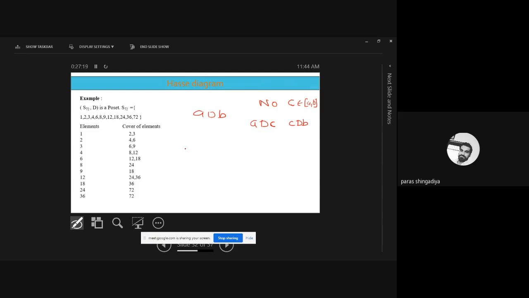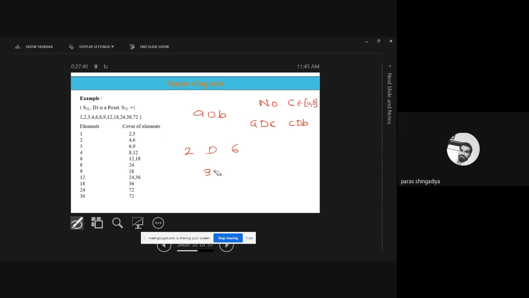After 4, 6 is next. In 2 and 6, so 2 divides 6, that is true. First condition is valid. And in between 2 and 6, which numbers are there? 3 and 4 both. Okay, so let's check for 3. Can we consider it as a C? 2 divides 3 is incorrect, so we cannot take it as a C.